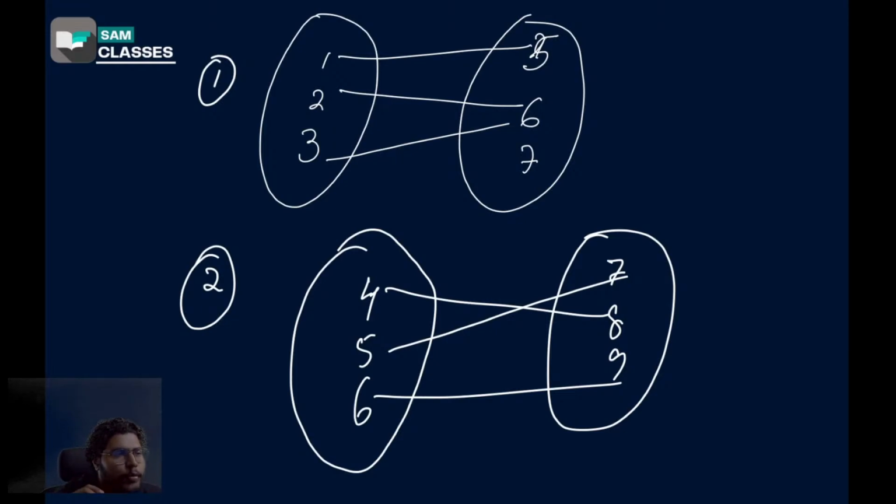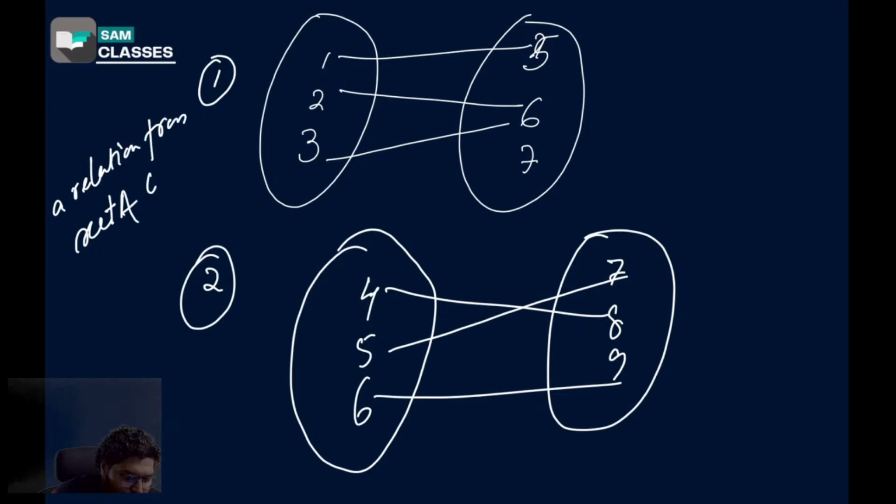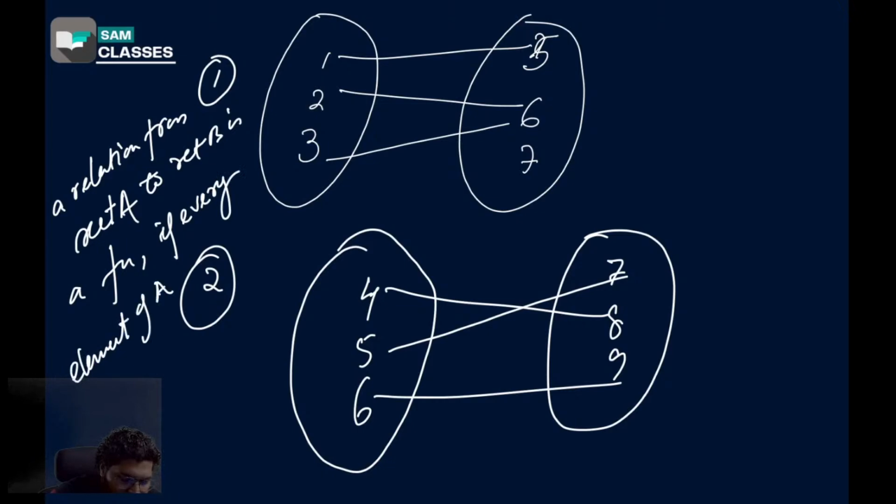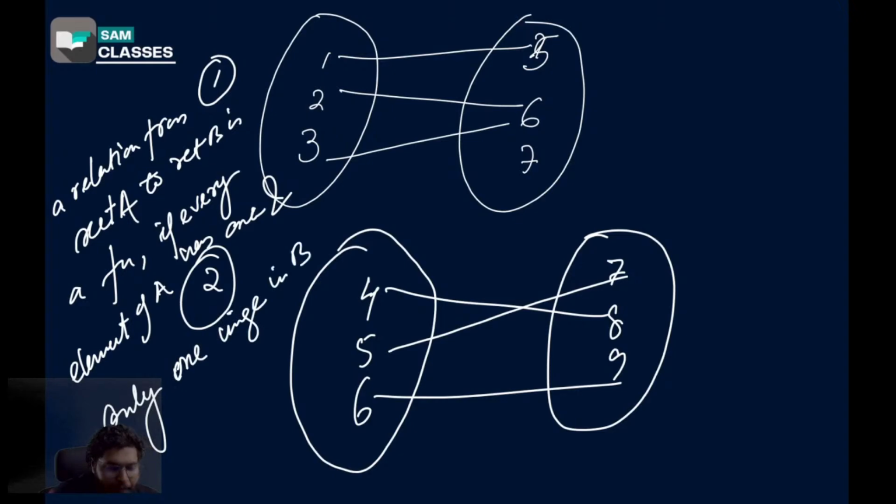अब इसको थोड़ा सिंपल शब्दों में समझो बच्चों, ठीक है। A relation from set A to set B is a function if every element of A has one and only one image in B, ठीक है। Now this line will make the things more clear. अब ये क्या बोल रही है लाइन, समझो। A relation from set A to B, कोई भी एक रिलेशन जो A से B तक है, उसको हम फंक्शन कब बोलते हैं?